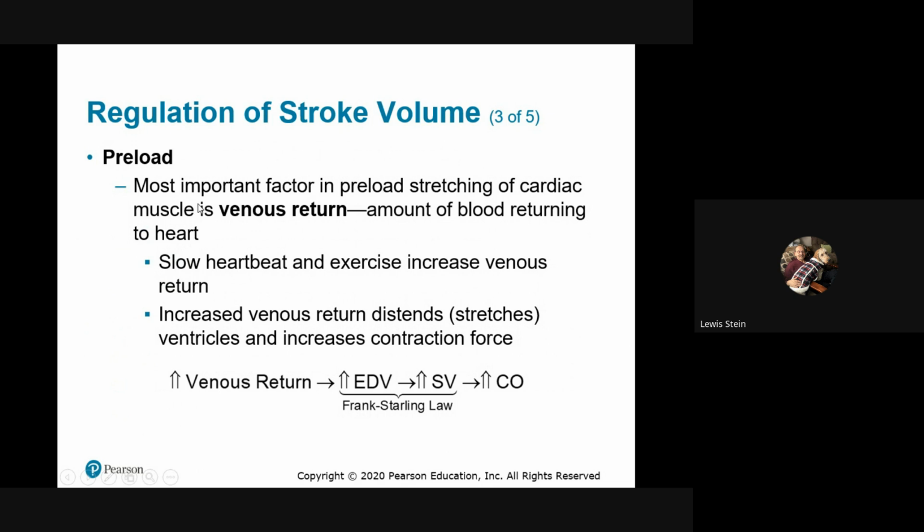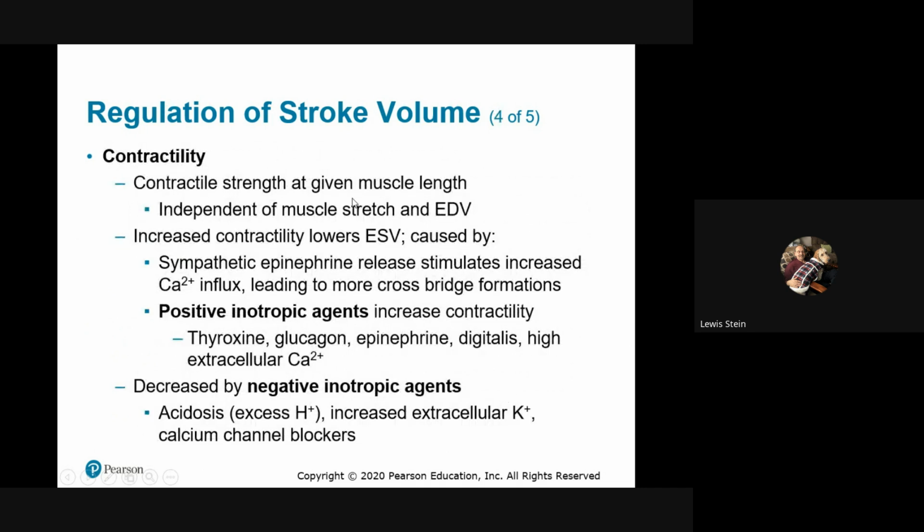Preload, most important factor, venous return. Slow heartbeat increases it, exercise increases it, it distends or stretches, voila, Frank Starling law, all good. Contractility, okay, is contractile strength at a given muscle length. This is independent of filling it. So increased contractility lowers the end systolic volume. In other words, it means less in the heart after it's pumped.